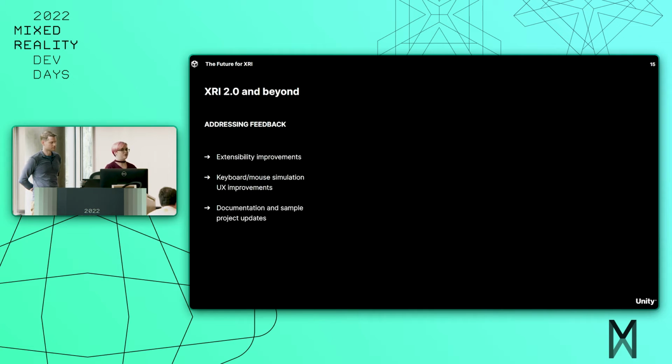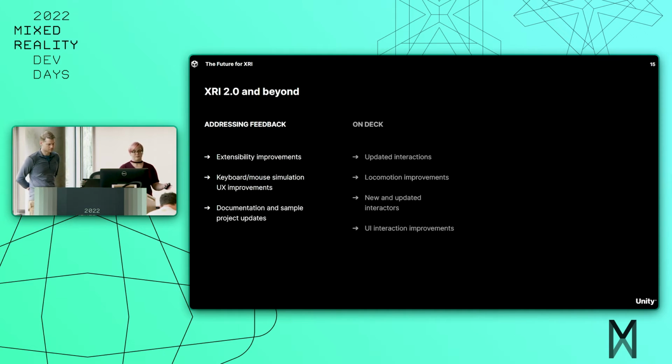So as we go ahead and we address this feedback, we then take a look at expanding what XRI can really do for you today. So things like updated interactions, including dynamic attach points, multi-hand support with multiple solver types, and two-handed grabbing and movement transformations. We're also looking at locomotion improvements, including teleporter directionalities and that optional comfort mode vignette sample we talked about earlier on in the presentation. New and updated interactors, including a poke interactor. So thanks to all of you who have asked for a poke interactor. We've heard you, we're adding it in, we promise.